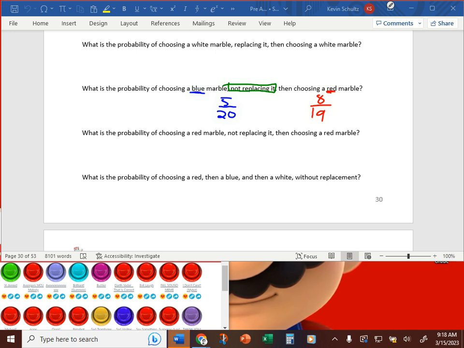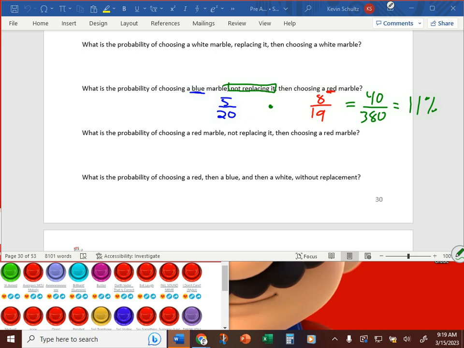So, is that a significant change? Well, we're multiplying these because they're compound events, and that's what we do. 5 times 8 still gives us 40 for a numerator, but what's our denominator now when we multiply these fractions together? Gregory? 380. What's 40 divided by 380? And if you get a long, nasty decimal, round to the nearest percent. 11%.